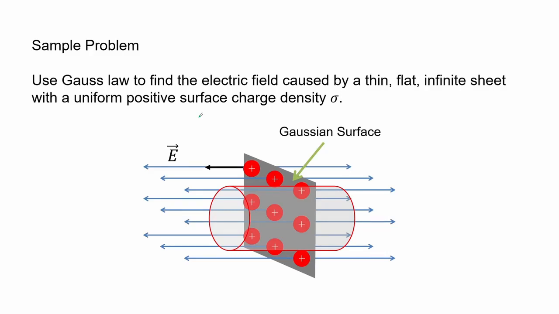Sample problem. Use Gauss' law to find the electric field caused by a thin, flat, infinite sheet with a uniform positive surface charge density sigma.